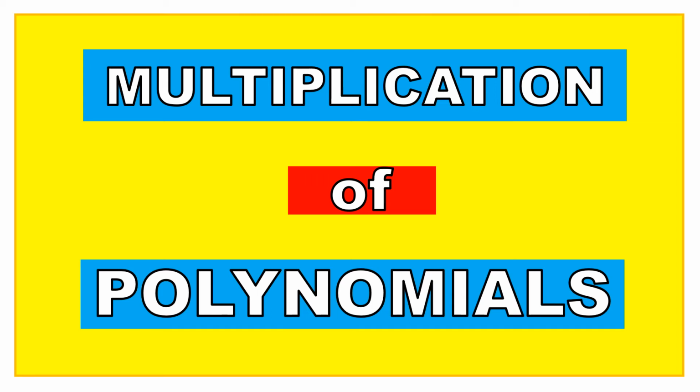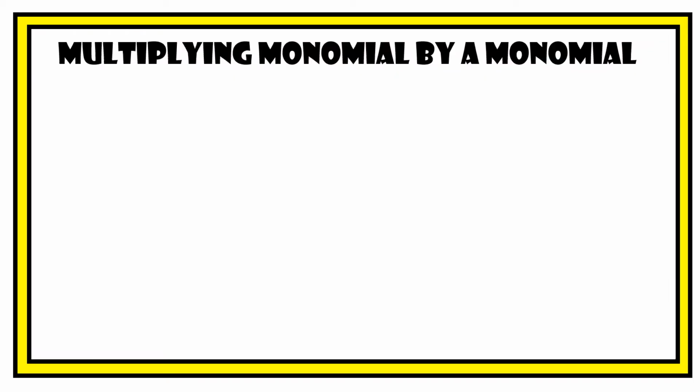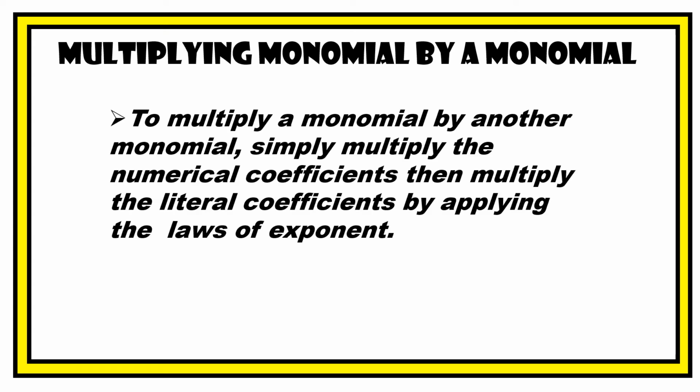In this video, we will talk about multiplication of polynomials. Let's start with multiplying a monomial by a monomial. To multiply a monomial by another monomial, simply multiply the numerical coefficients, then multiply the literal coefficients by applying the laws of exponent.